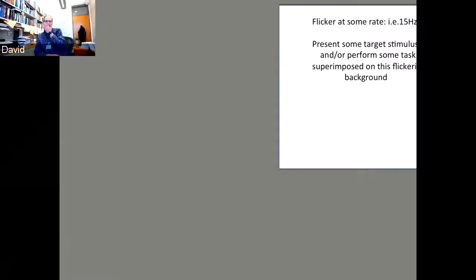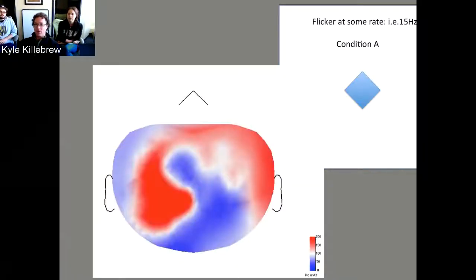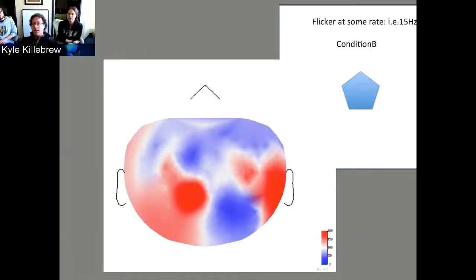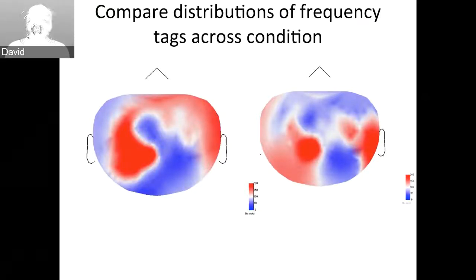And so the basic idea is we can present some target stimulus, or you perform some task, or both, superimposed on this flickering background. For example, you could have condition A, and while condition A is on the screen, the background is going to generate some distribution of frequency tags. And now I present condition B, and I get some other distribution of frequency tags from the background. The basic idea would be to do some analysis comparing the distributions of these frequency tags.